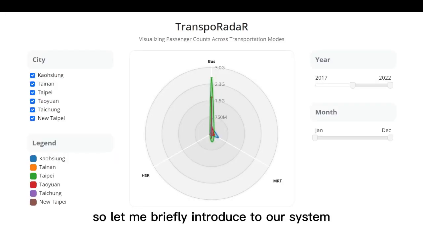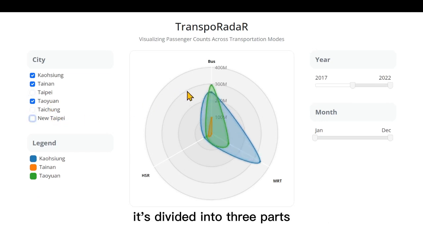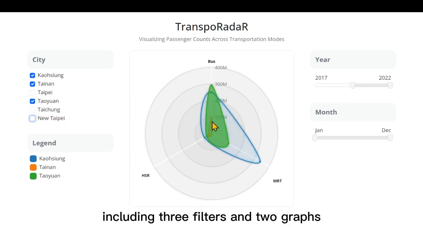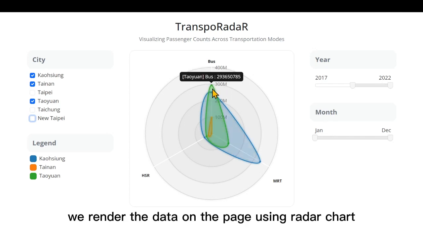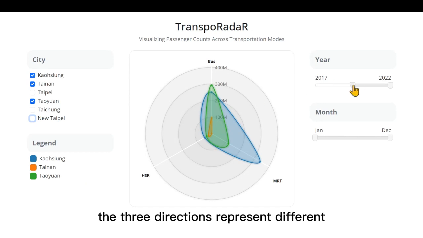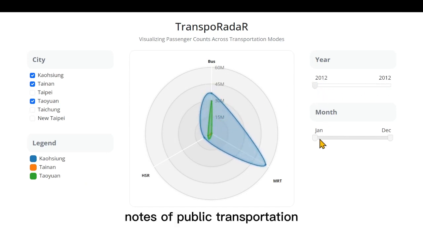So, let me briefly introduce our system. It's divided into 3 parts, including 3 filters and 2 graphs. We render the data on the page using a radar chart. The 3 directions represent different modes of public transportation.